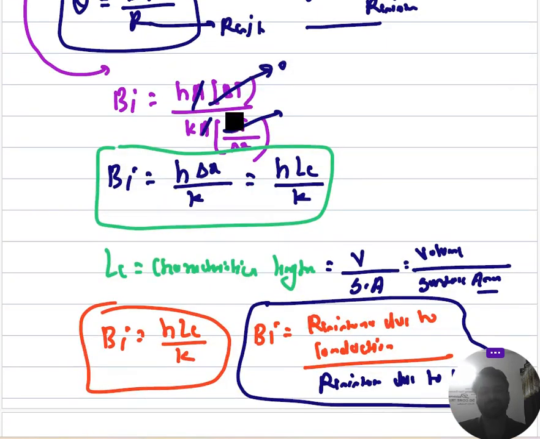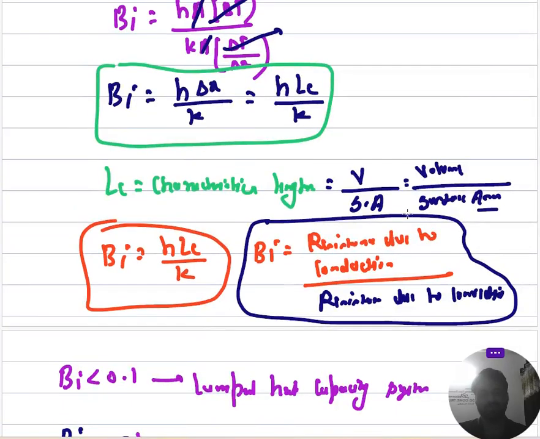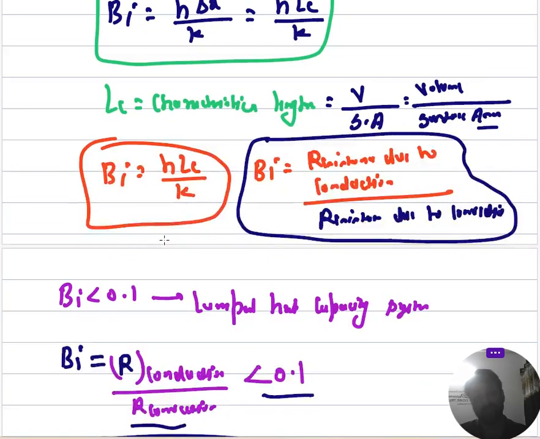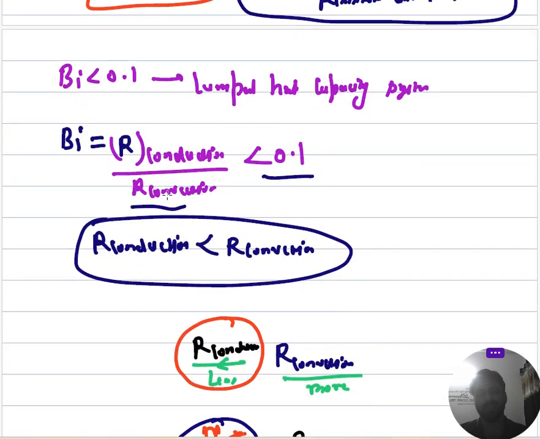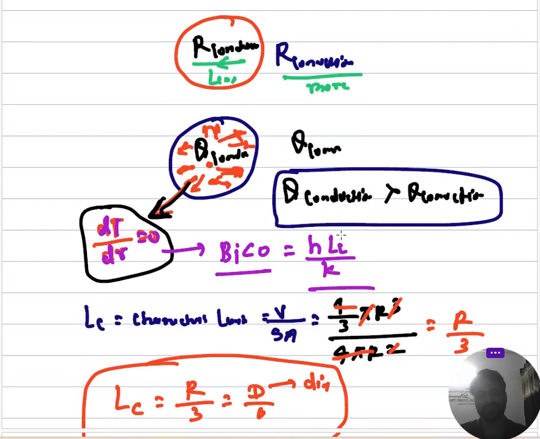Here, if I derive the formula for the Biot number, the rate of heat transfer by convection over conduction, you can see that it is h Lc by k, where Lc is the characteristic length of the solid object, and the characteristic length can be written as volume by surface area of the solid, right? So from here you can see the Biot number being less than 0.1 is valid for the lumped capacity system, and it means the resistance to heat transfer by conduction will be less than the resistance by convection, right?